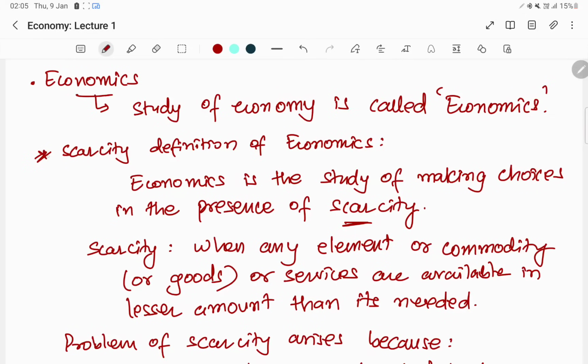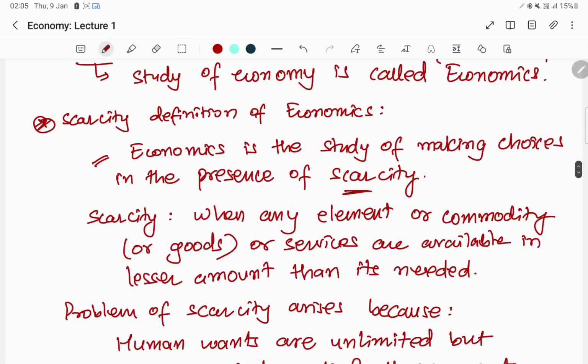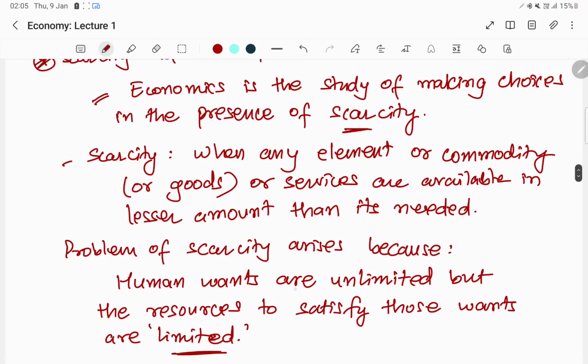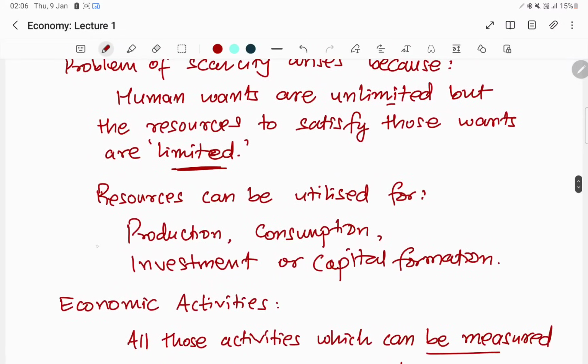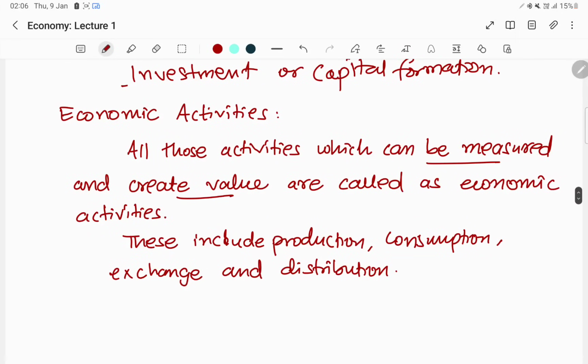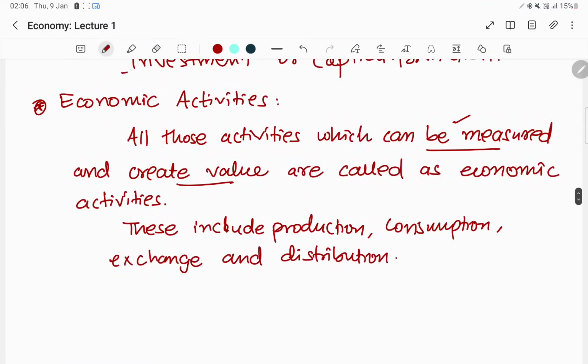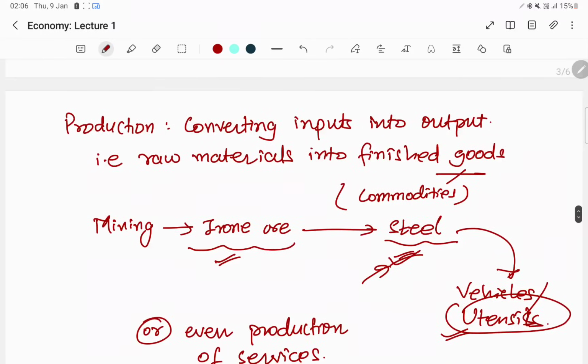Then we saw the scarcity definition of economics. So the kind of choices that we are making in the presence of scarcity. Scarcity is there because humans have unlimited wants, but resources to satisfy those wants are limited. Resources can be used in production, consumption, investment, right? So we talk about economic activities, which create value and can be measured.